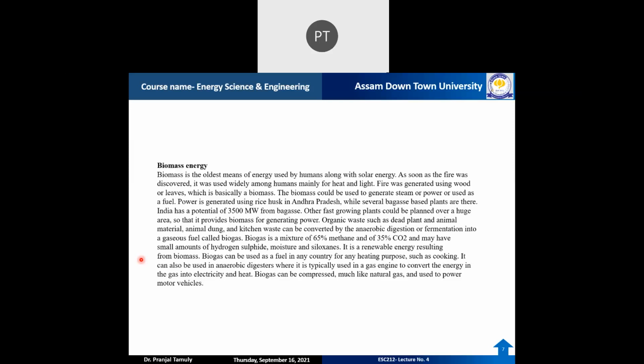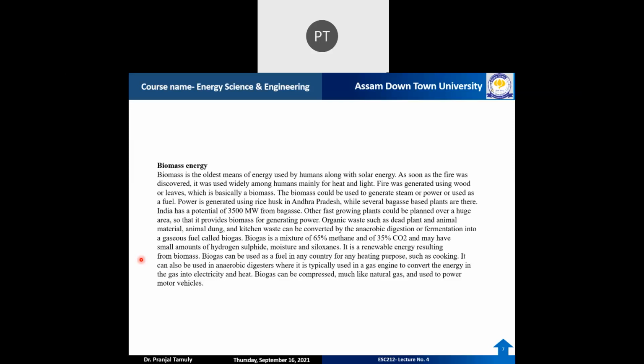I have explained in the last class how we can produce this gobar gas or biogas, the biogas plant. So biogas is a mixture of 65% methane, 35% carbon dioxide, and may have small amount of hydrogen sulfide, moisture, and siloxane. It is a renewable energy result of biomass. So this biomass is readily available in nature and it will replenish by nature itself. So this is the one kind of renewable energy.